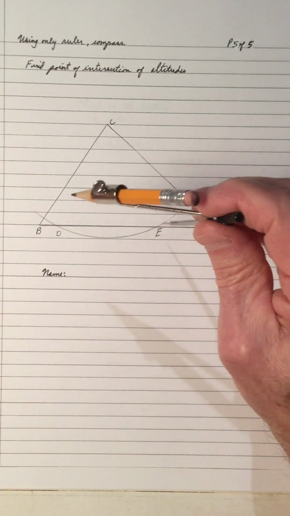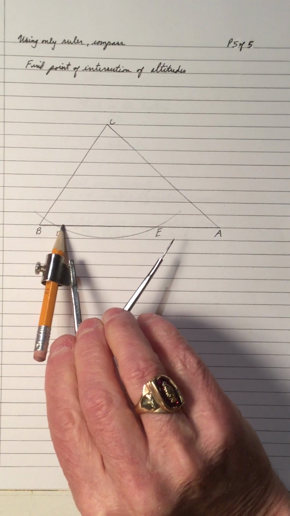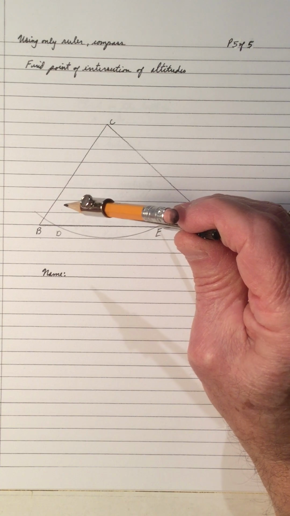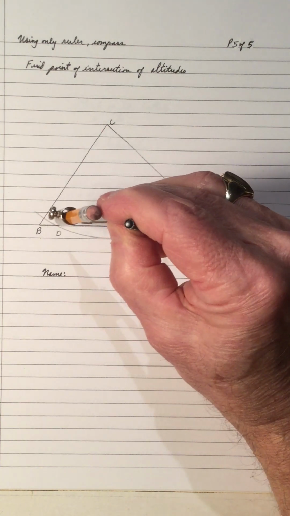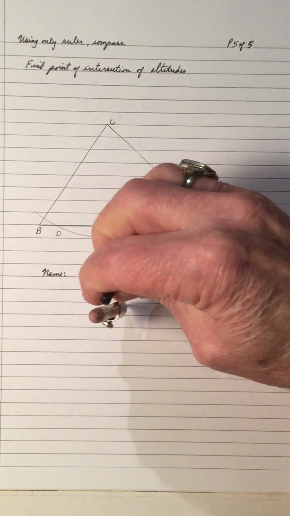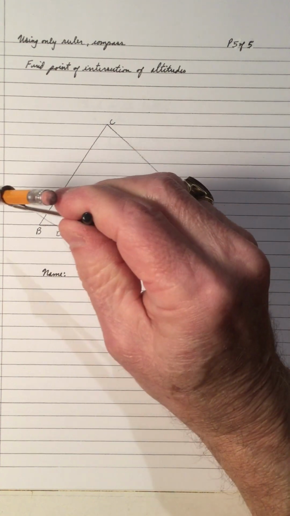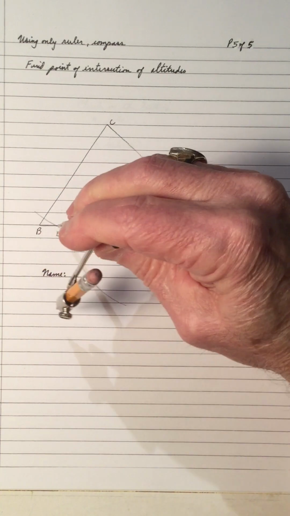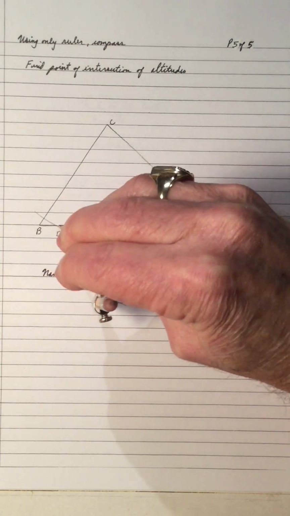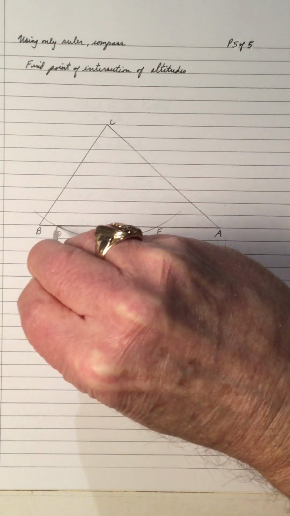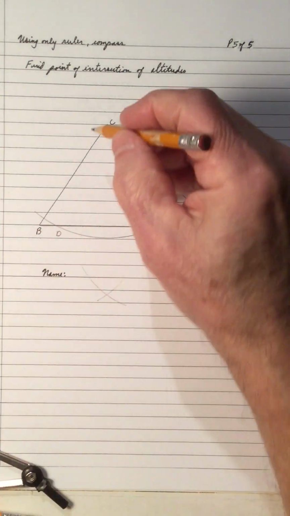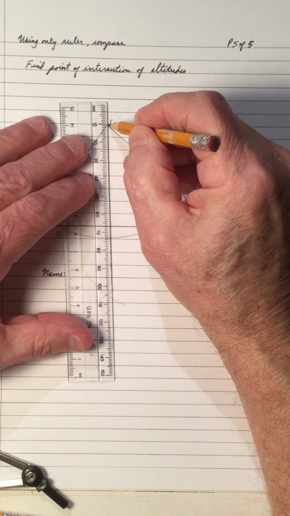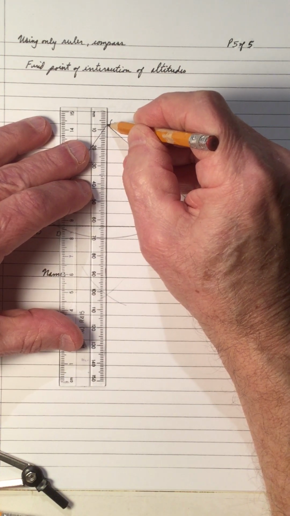So place the compass at E. I'm going to take the distance of the compass more than half of DE, and draw an arc. Put it at D, and draw an arc, and it will intersect the previous arc. There they are, they are intersecting. So now I take C to where the arcs intersect.